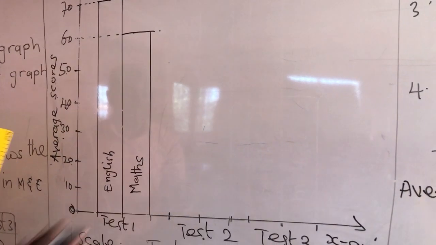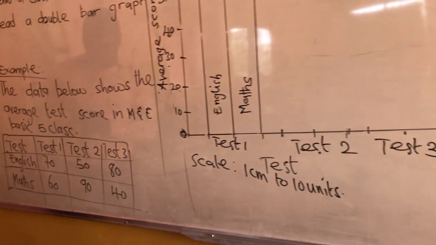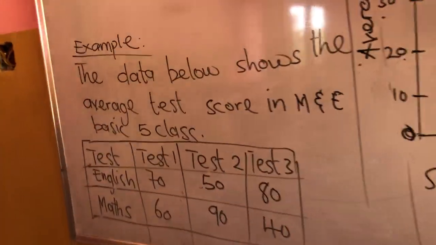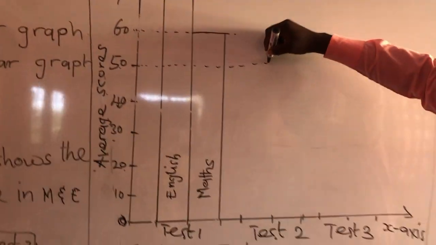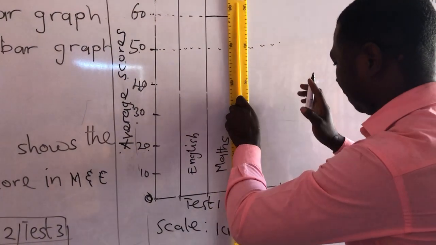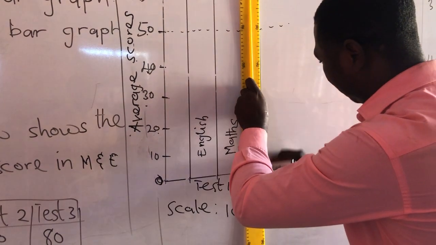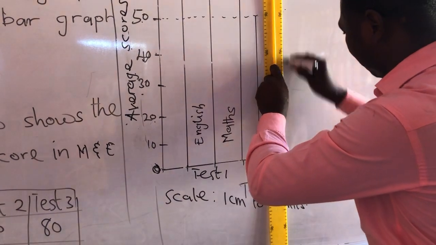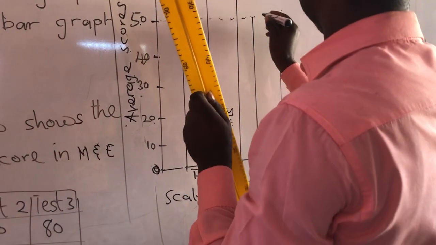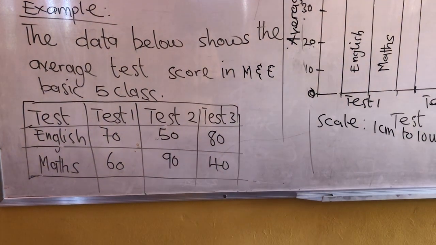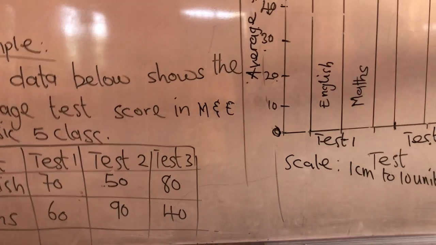So let's move to test 2. Second test, test 2. Test 2 is 50 and 90. So first English language is 50. So let's locate where our 50 is on the y-axis. So this is our 50. So quickly, we draw our bar. This is our bar, for English language.